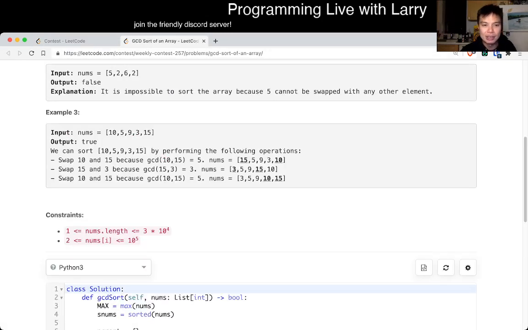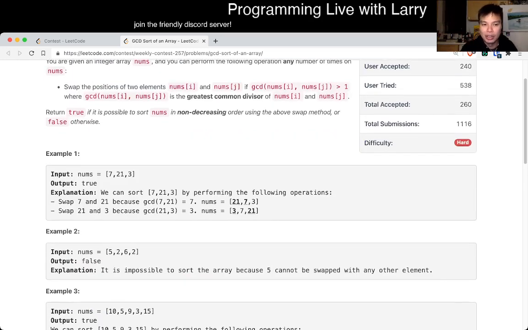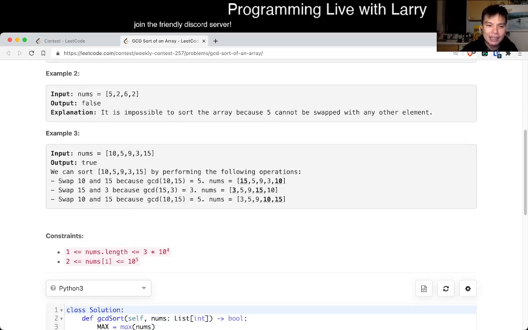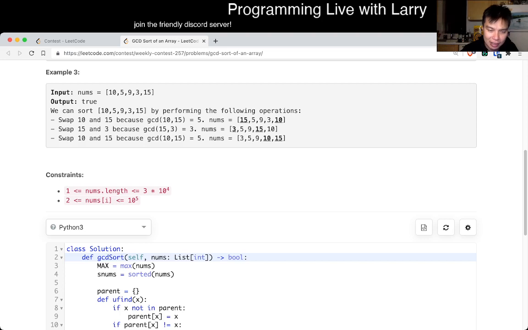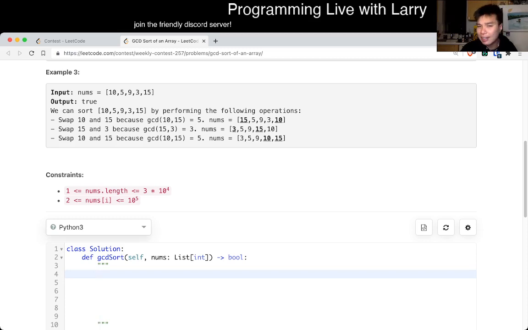But the idea here is this, right? So basically, you can sort two numbers if there's a common divisor. So I'm going to break it into two components. One is the primes part. But basically, let's pretend that n is 3 times 10 to the 4th. Because n is 3 times 10 to the 4th, we cannot do this in n squared time because it takes too long. But let's pretend that we can do this in n squared time. Then I'm going to explain an n squared algorithm real quick, right?